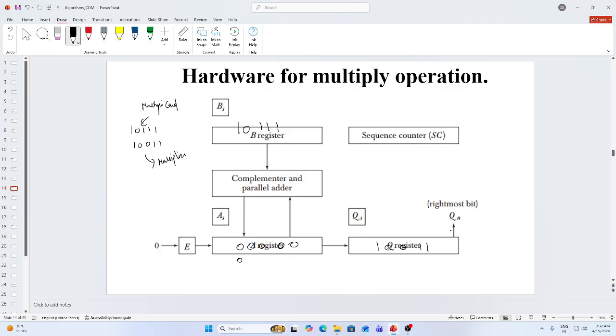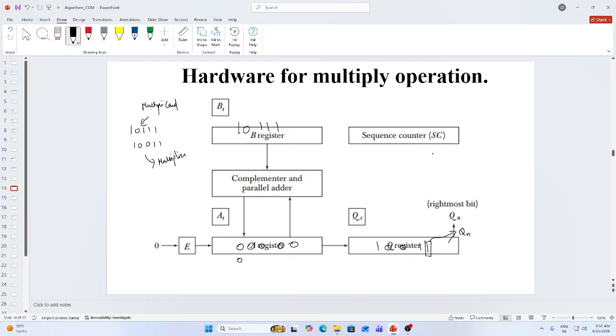So what I need to do, every time I want to monitor this multiplier bit. This bit first I will monitor, then I will monitor this bit, and so on. This bit I call Qn. Every time this bit may be 1 or 0.